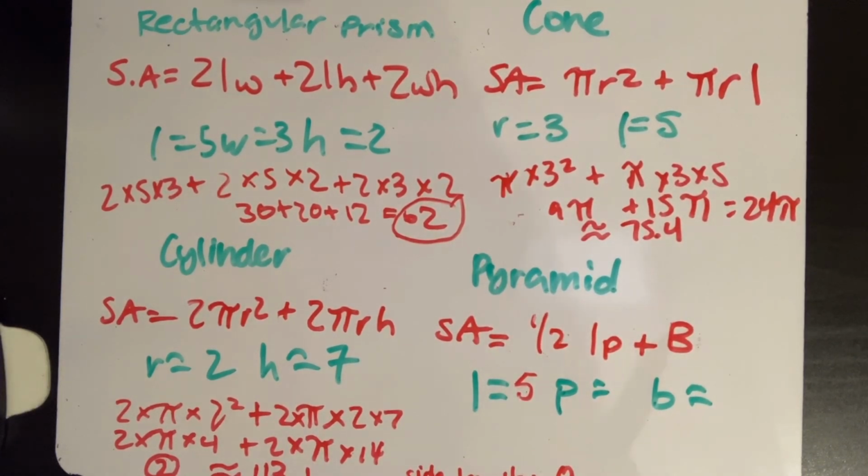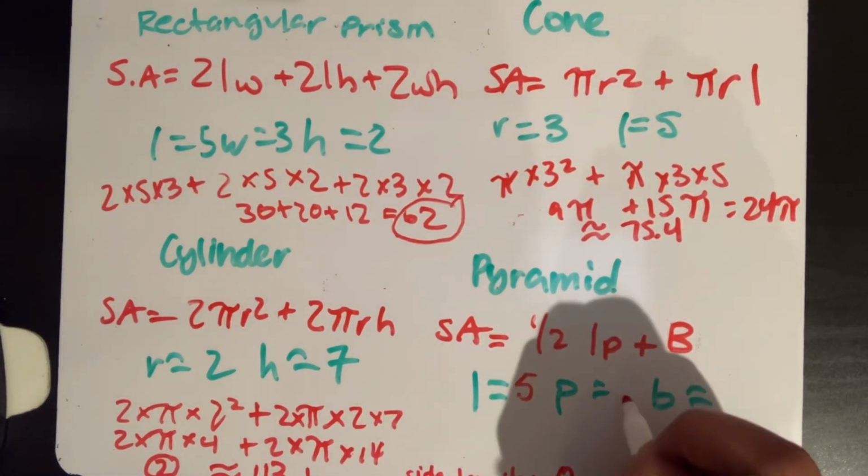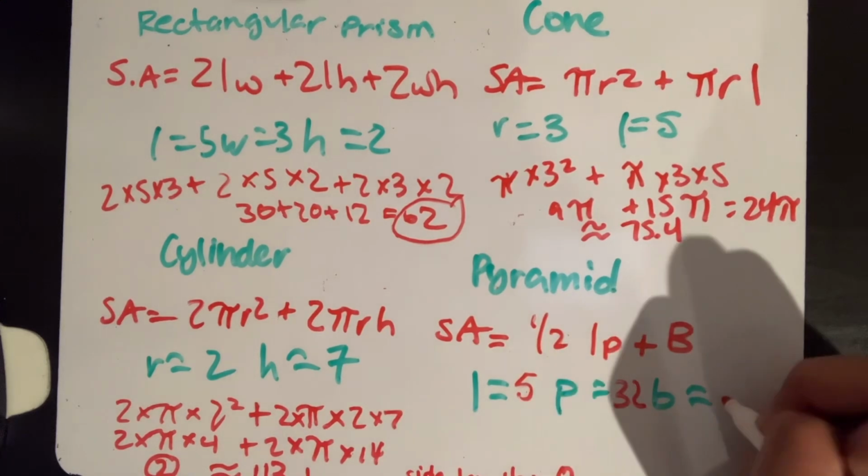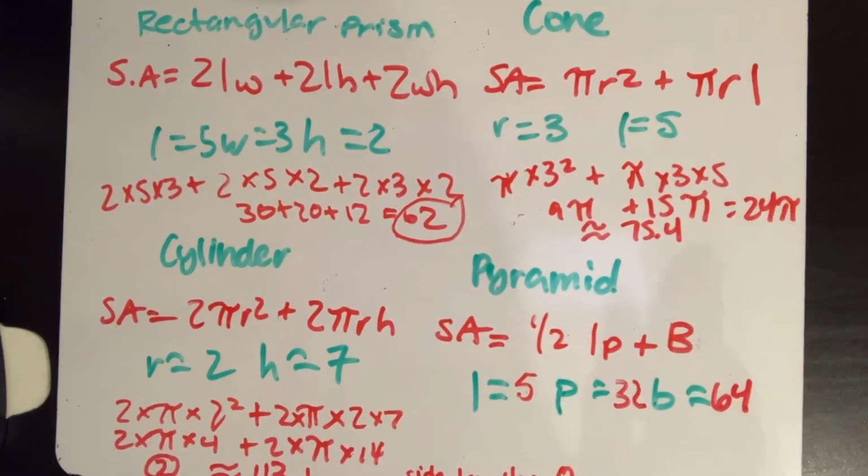To get the perimeter, you have to look at the side length. For this question, the side length is 8, so for perimeter, we multiply the side length times 4. 8 times 4 is 32. For the base, we multiply the side length by itself. So 8 times 8 gets you to 64. Now we can plug it in to the formula.